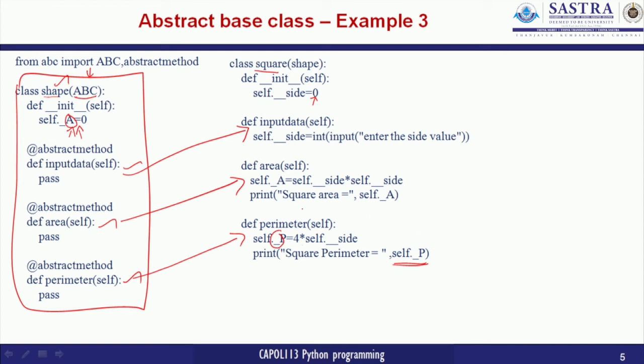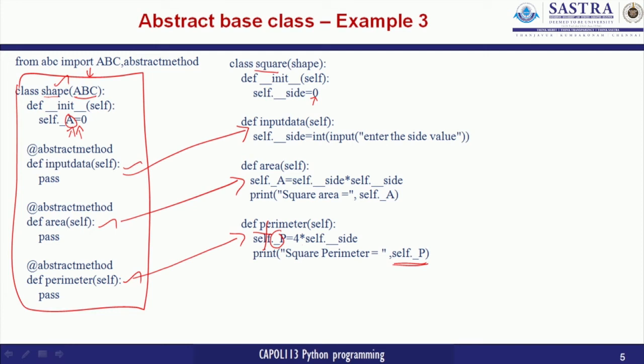Suppose within my square class I never include the definition for this perimeter method. I will just consider only the input data as well as area. Now what happens is, while you are creating an object for that square class, the interpreter will automatically throw an error, because the square class will also be considered an abstract base class only. It does not come under a concrete class.